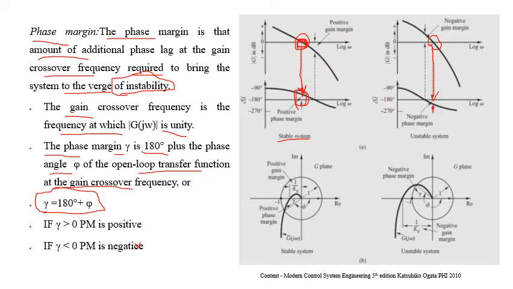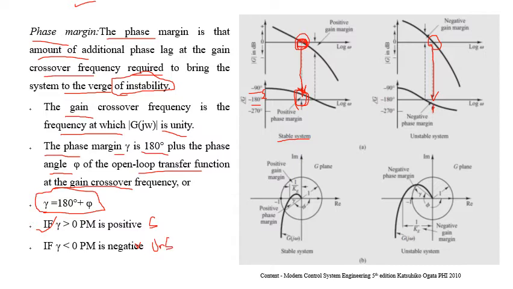Similarly, if you look at the stable system plot again, you'll find that if you add 180 to it, since you will get a value which is between -180 and -90, obviously we'll end up with a positive value. You can say that for this case the system is stable, for this case the system is unstable.